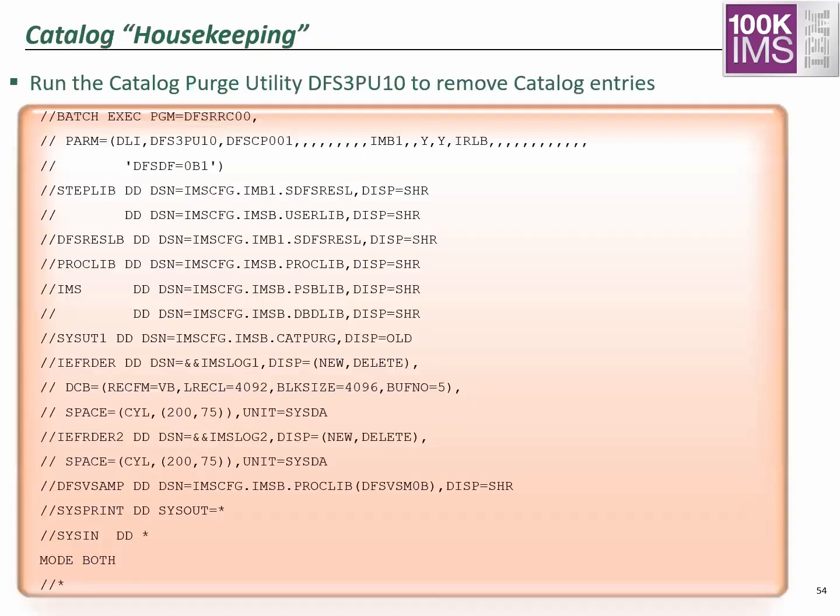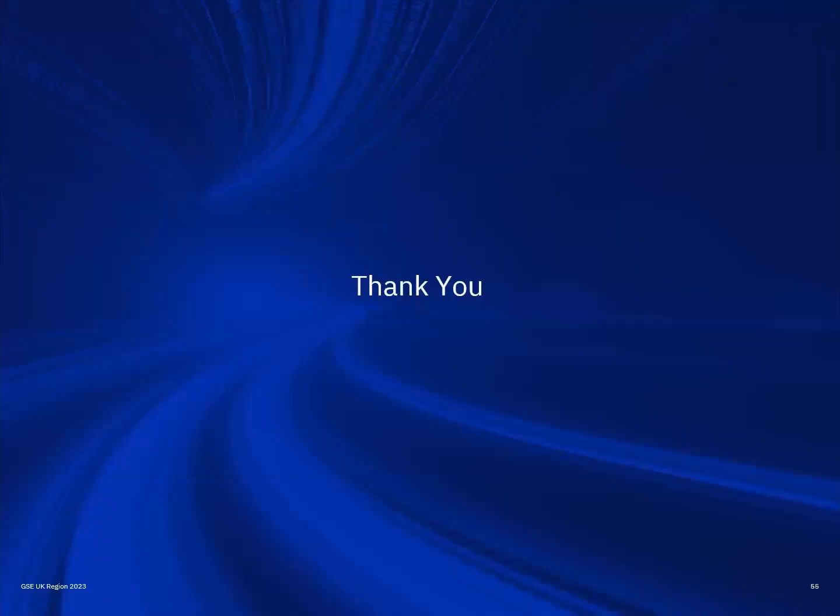The other thing that I mentioned was the catalog purge utility, DFS3PU10. Periodically, you're going to have to run this and clean out the older instances in the catalog, right? So this is another thing that's part of the housekeeping that you're going to do. Okay, so that's my sort of overview, if you will, of the catalog.